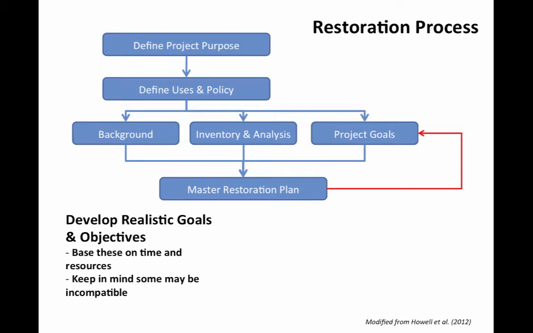So we'd want to define how we're going to use and what kind of policies, based on what we've found through our inventory analysis, where maybe we have a lot of areas that have compacted soils and invasive species, and we're going to do some sort of treatment that's going to require humans being excluded from this site while certain processes take hold, right? And we'd want to then define that in our project goals and include that into our master restoration plan.